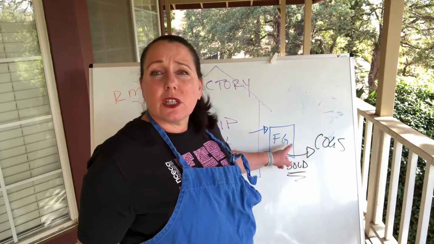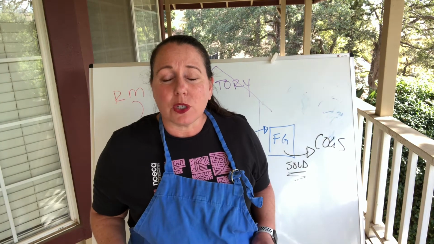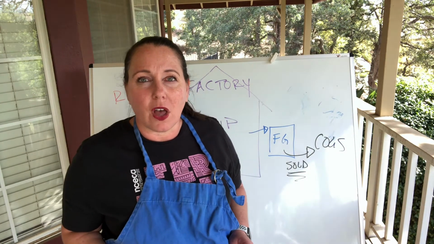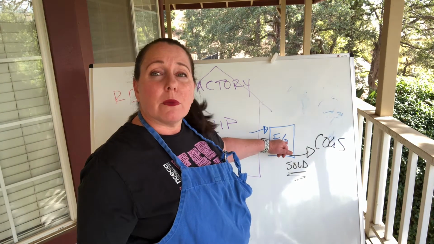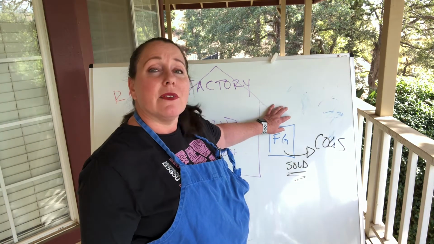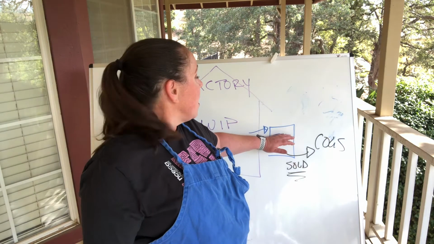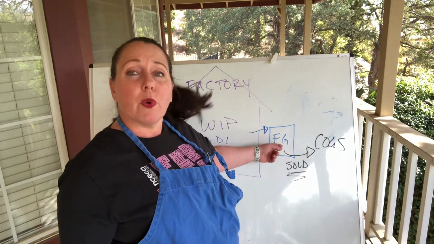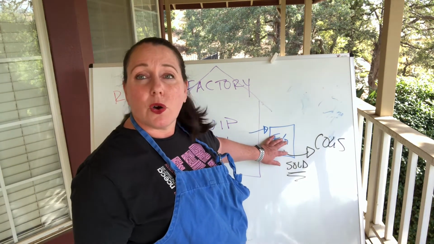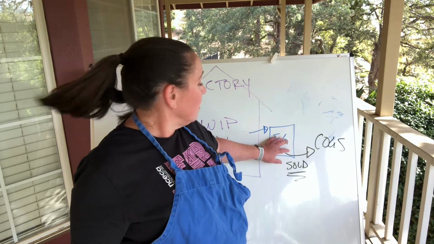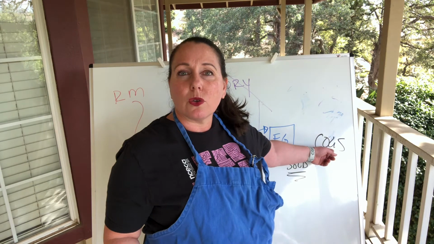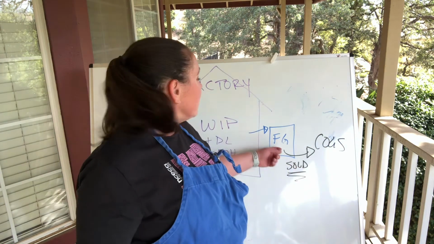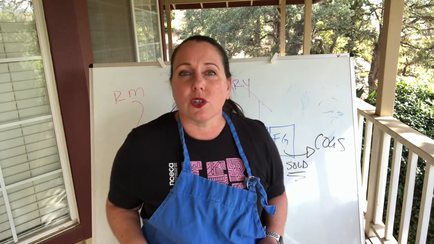Our finished goods are going to sit here collecting dust, which would be terrible. Hopefully they're not sitting there long enough to collect dust. But they're going to be available for sale. So we're going to have our beginning inventory in finished goods, plus anything we transfer from WIP, and that's going to be the total number of goods we could sell. And then whatever we sold moves on to the income statement as cost of goods sold. Whatever we don't sell sits in finished goods as ending inventory.